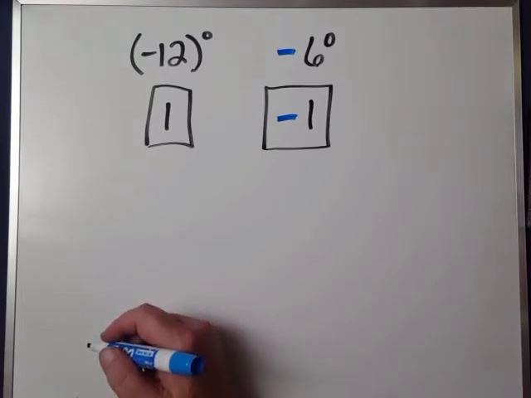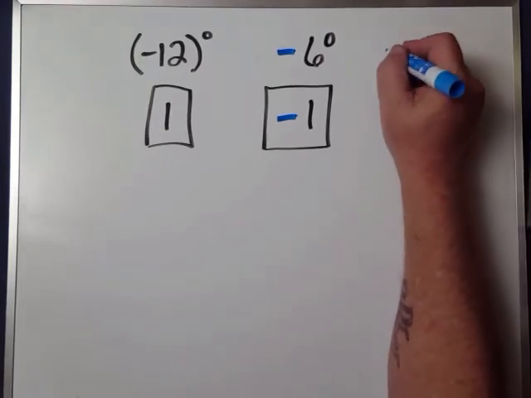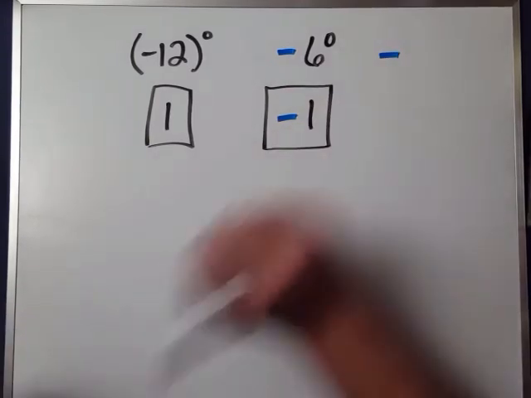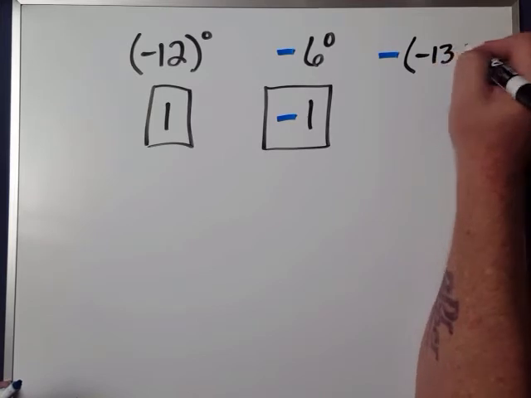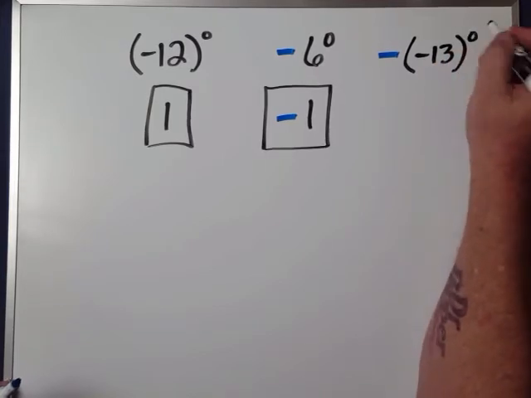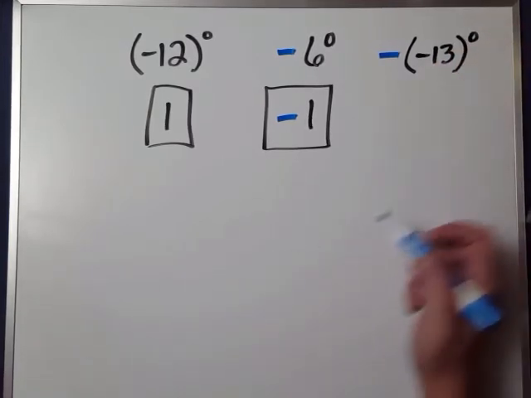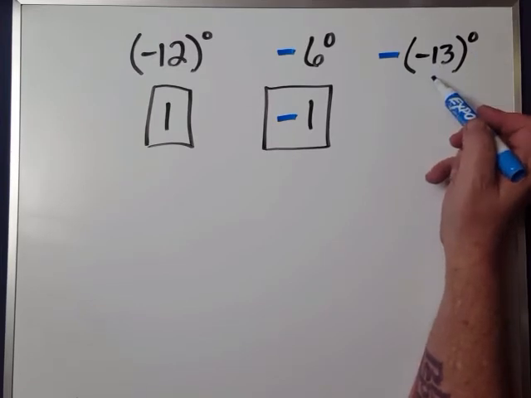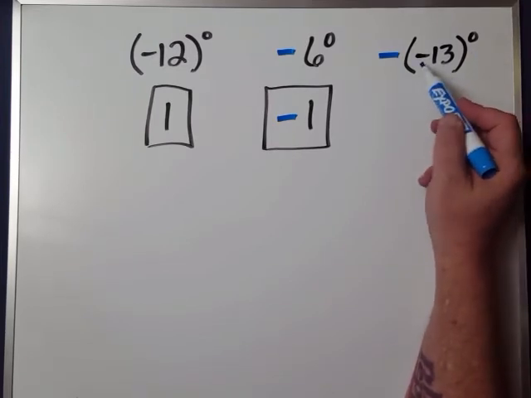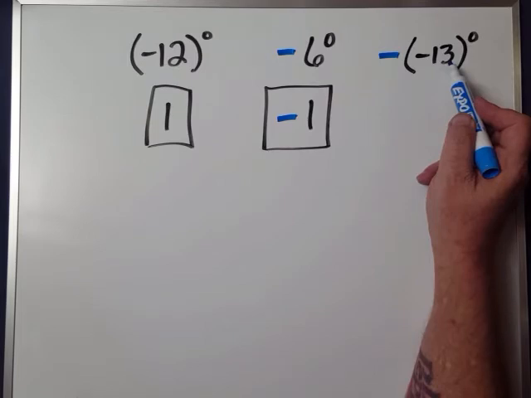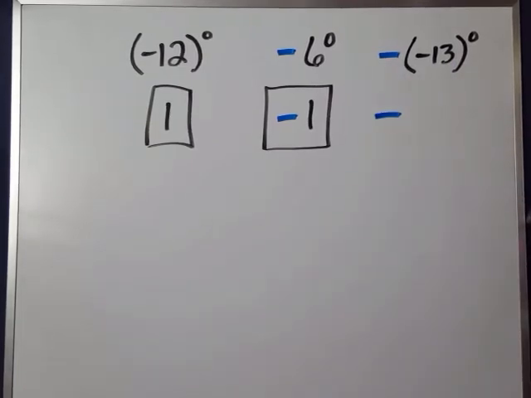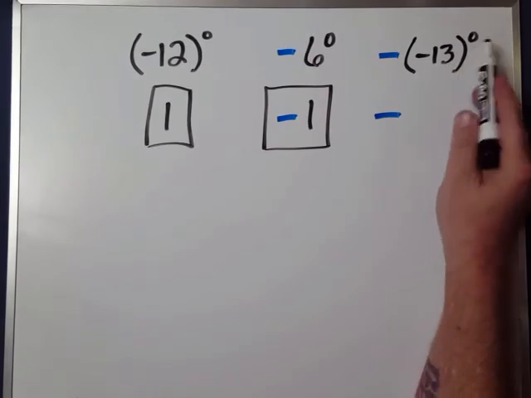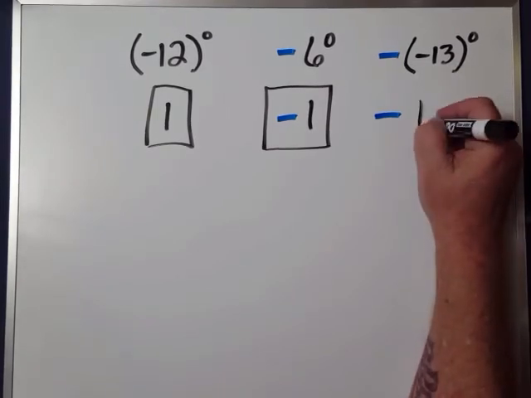Compare that to number 16, where we have -13 to the 0. What's the base of this exponent? Just the negative 13 in parentheses. What's happening to this negative out front? Nothing. He's just floating. And negative 13 to the 0 is 1.